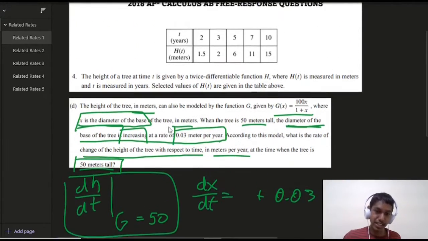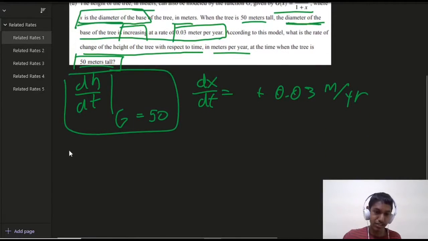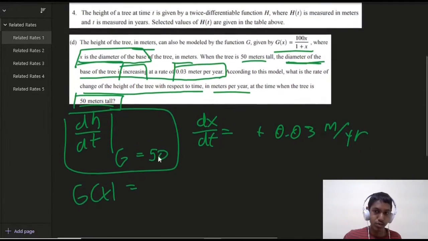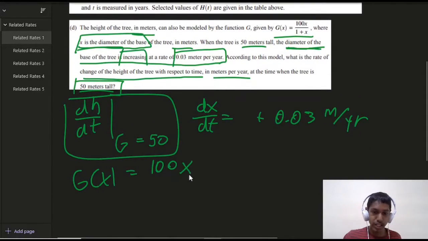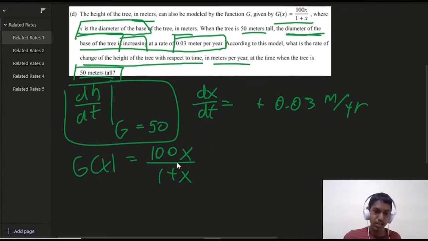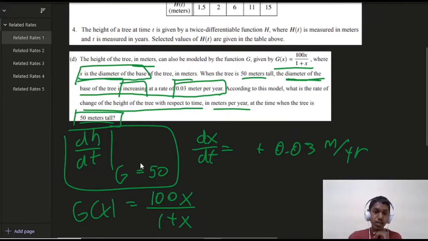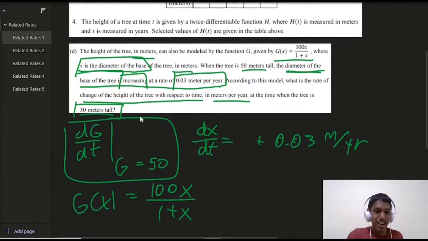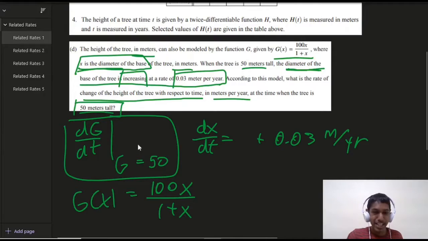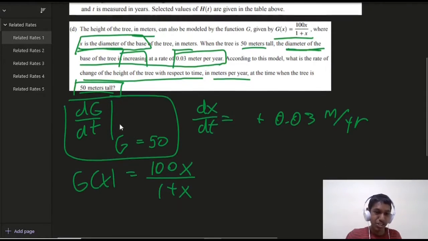And I think that is all that they really give us, other than, of course, the function, which we should write down, 100x over 1 plus x. Okay, so first thing, okay, this should be a g first, sorry. I called this h because it was height, but now I realize that, okay, g is the height. So this is really dg/dt.